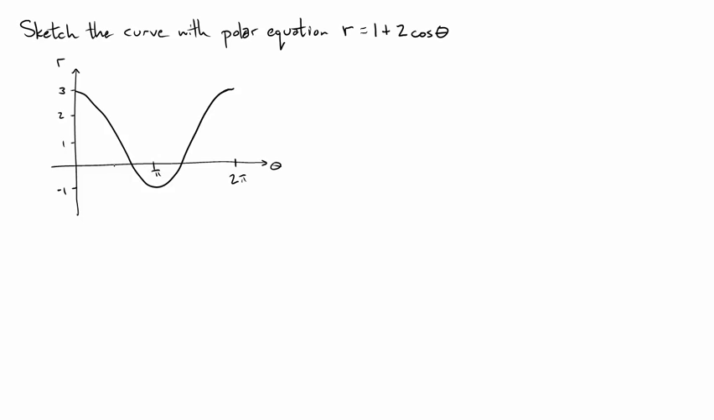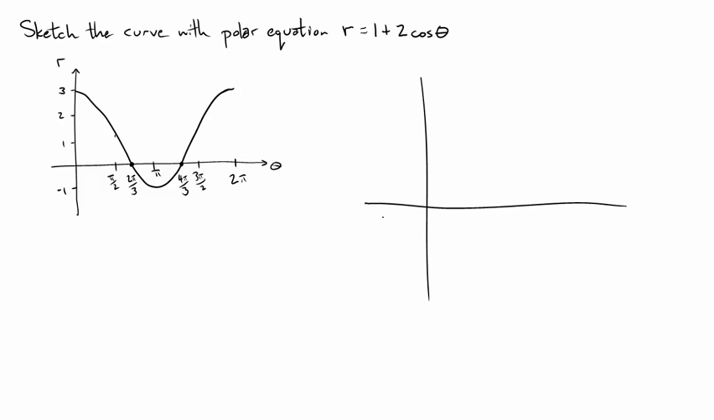There's pi. At pi over 2, r will be 1. Again, at 3 pi over 2, r will be 1. And one can easily find these points of intersection by setting r equal to 0 and then finding theta that makes cosine of theta equal minus a half. So this would be 2 pi over 3 and 4 pi over 3.